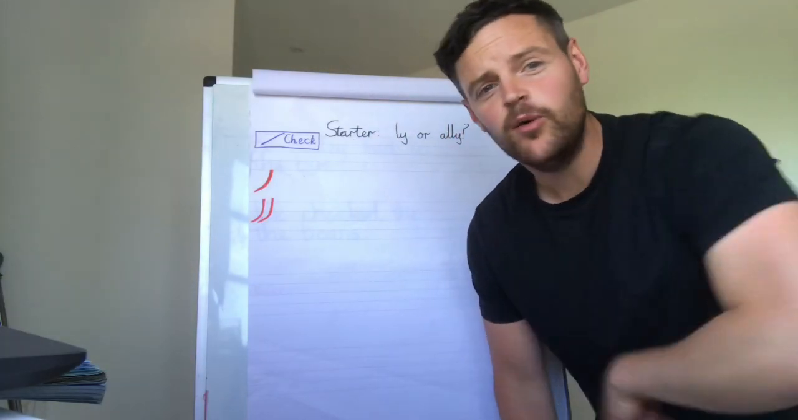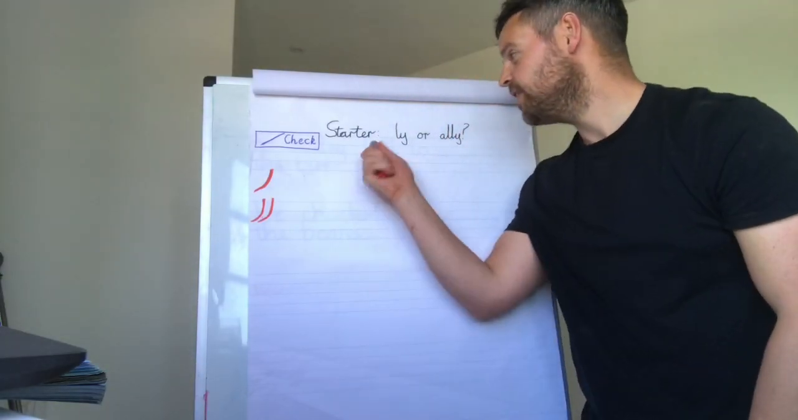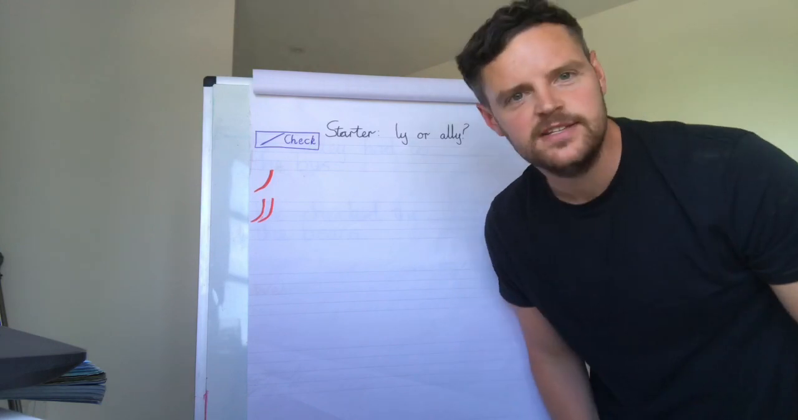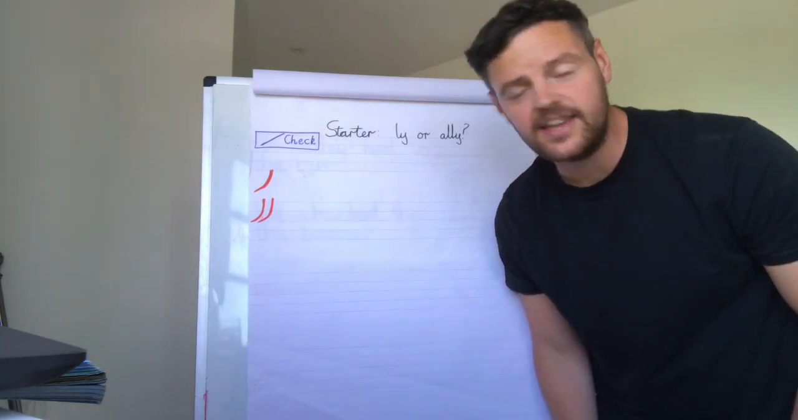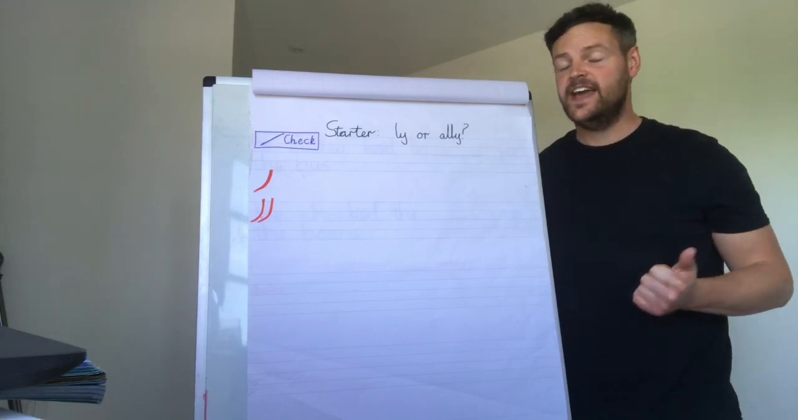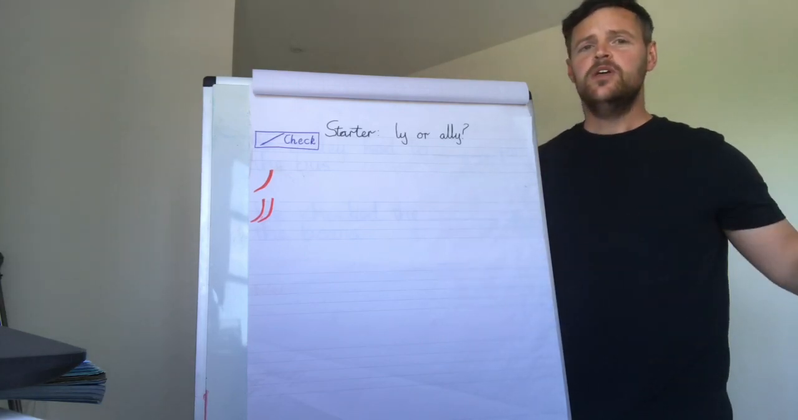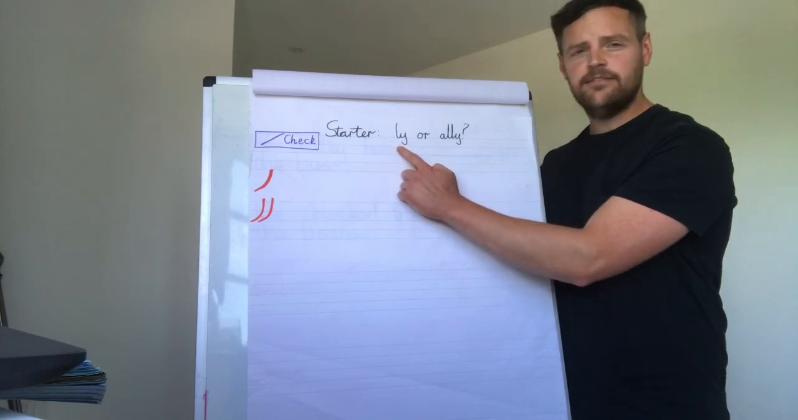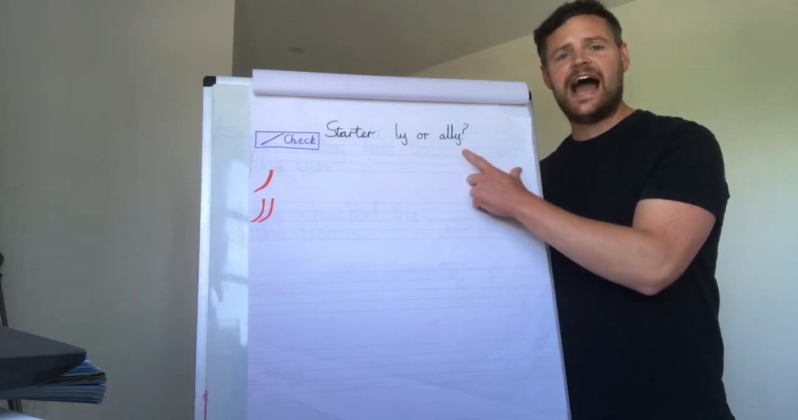Okay guys, before we get into the main part of the lesson, we're going to start with our starter, which makes perfect sense. We're going to start off with a check to see if we've remembered one of the rules that we learned earlier in the year. So we're talking about whether the word should end in ly or we should add on ally.